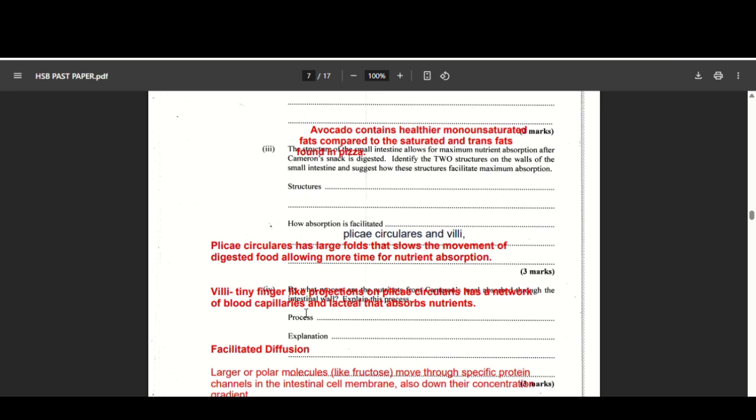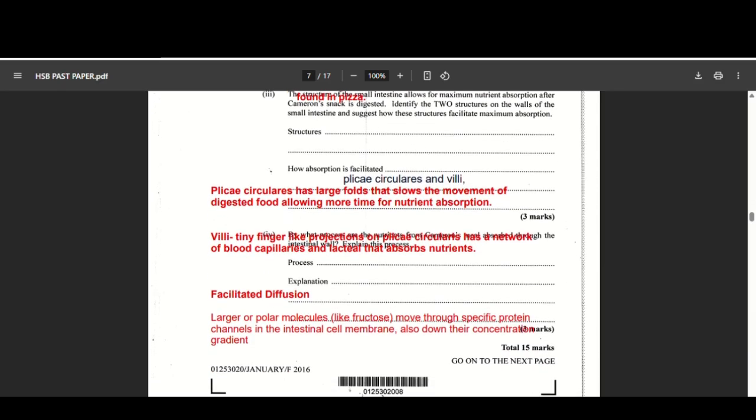And then villi, these are tiny finger-like projections on the plicae circularis, and they have a network of blood capillaries and lacteals that absorbs nutrients. So that's basically the two structures: plicae circularis, the large folds, and then the villi, which are tiny finger-like projections.